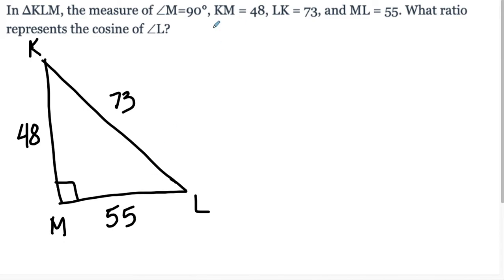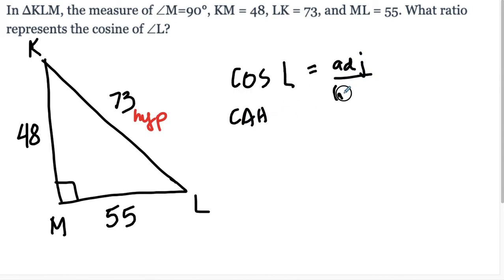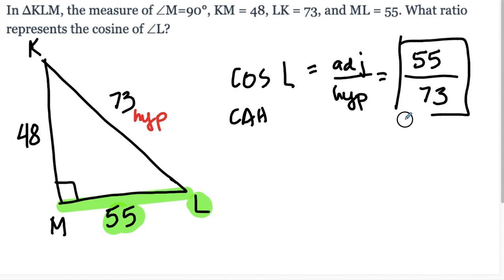Identify where the hypotenuse is so you don't get confused between hypotenuse and adjacent. Cosine is CAH, and we want to find the cosine of L. CAH means adjacent, so we're comparing the adjacent side over the hypotenuse. I'm going to mark the adjacent side green. Here's L. The one that's close to it is 55, so that's the adjacent side. So the numerator is 55 and the denominator is 73. And that's exactly what you would enter.